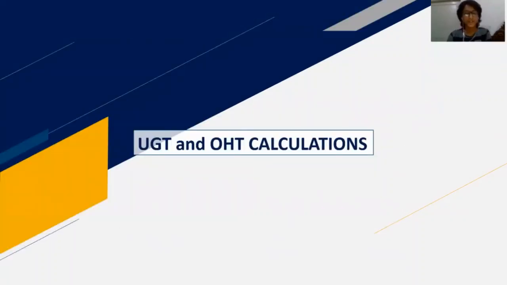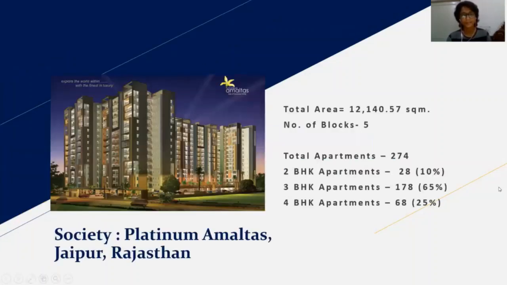So first of all, we will calculate the underground water tank and overhead water tank in a group housing. We will take an example of group housing from Jaipur. So this is a society in Jaipur. The name of the group housing is Platinum Amritas, and the total area of the society is 12,140 square meters, and it is divided into 5 blocks.